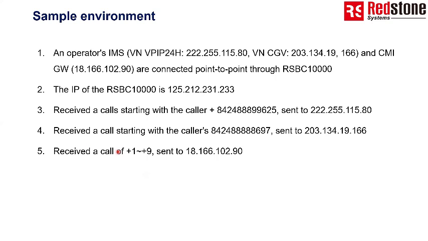And of course, if you receive a call starting with 84, 24, without the plus sign, it should be sent to the other IMS IP. And if it receives a call with the prefixes +1 to +9, it should be sent to this IP address using the CMI gateway.